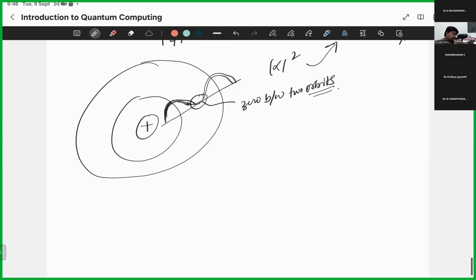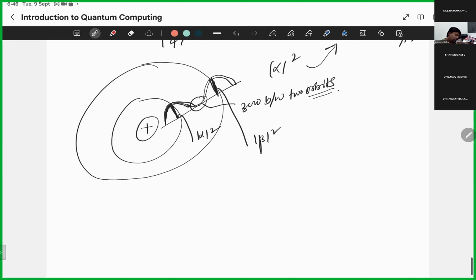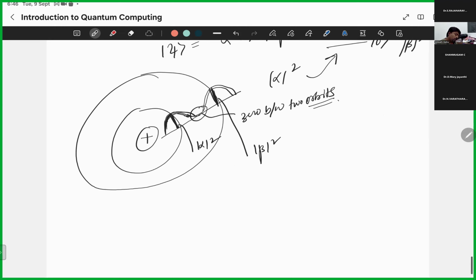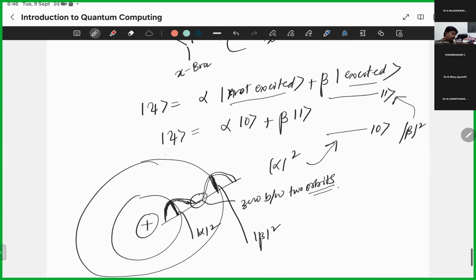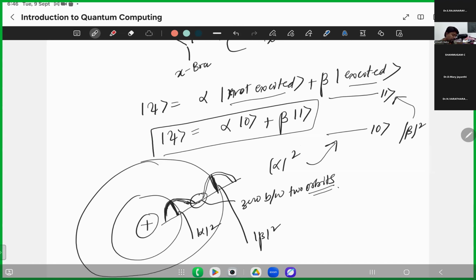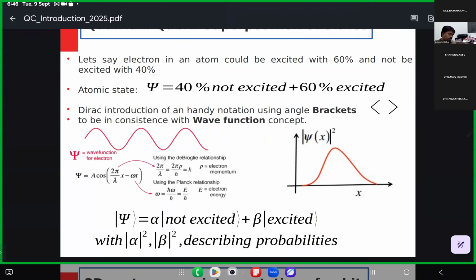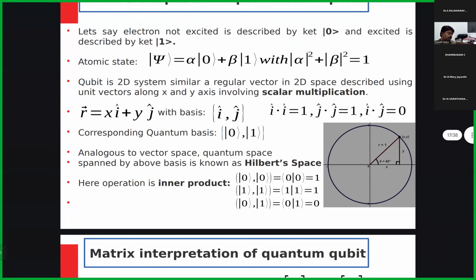So now I take a maximum chance of existing here and a maximum chance of existing here. This corresponds to alpha square. This corresponds to beta square. And I realize a superposition state, a quantum qubit state like here. So that is how quantum memory is realized.